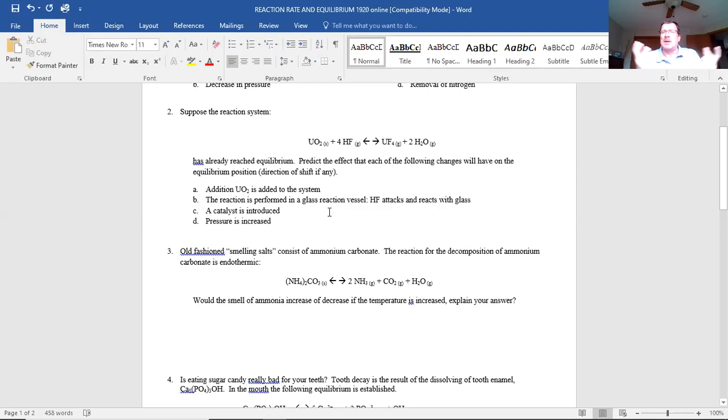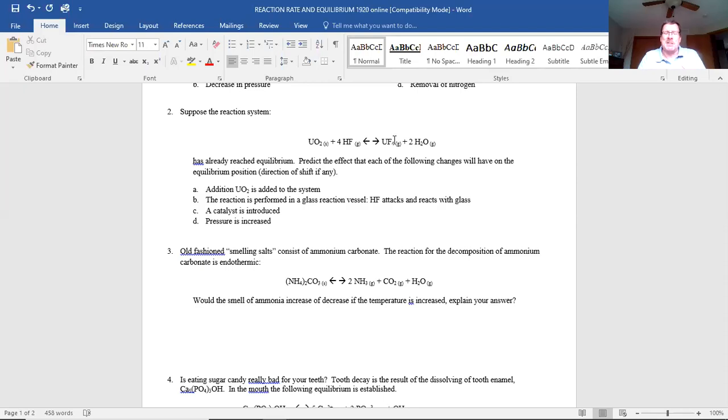Catalyst introduced. A catalyst has really nothing to do with equilibrium because both directions are going to be affected equally. So while it'll get to equilibrium faster, it won't change anything. So that's a no effect.